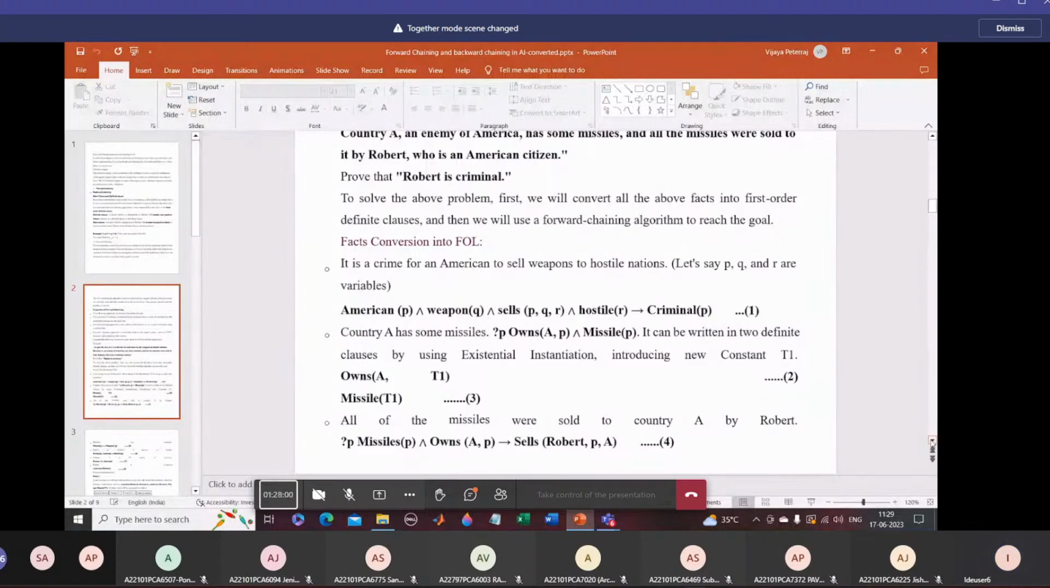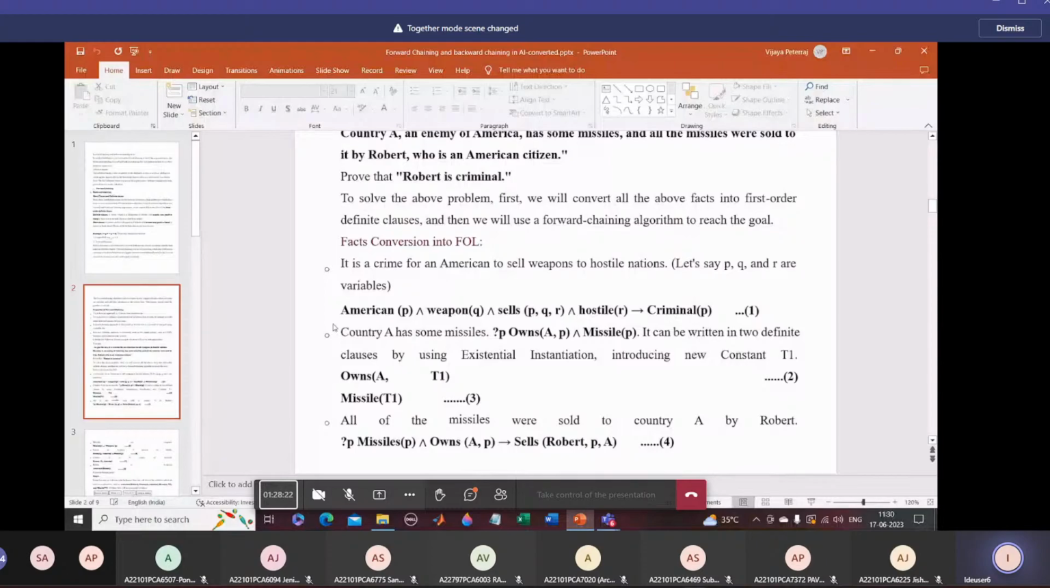He's an American. Actually, he should not sell the weapons to the enemy country. So P is an American, Q is a weapon. What this P is doing now, he is selling the weapons. To whom? R. Who is R? Enemy country. So we can say P is a criminal.